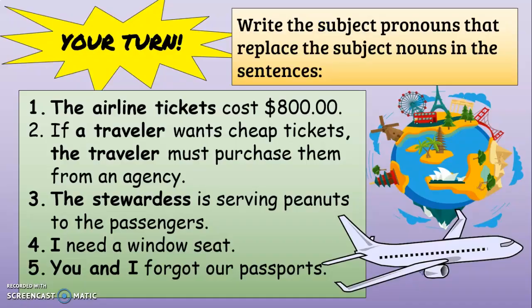Now here's your task for today. You are going to write the subject pronouns that replace the subject nouns in these sentences. For number 1, the airline tickets cost $800. Number 2, if a traveler wants cheap tickets, the traveler must purchase them from an agency. Number 3, the stewardess is serving peanuts to the passengers. Number 4, I need a window seat. Number 5, you and I forgot our passports. Write the subject pronouns that replace the subject nouns in bold. So take the time to pause this video and then return after to check your answers.